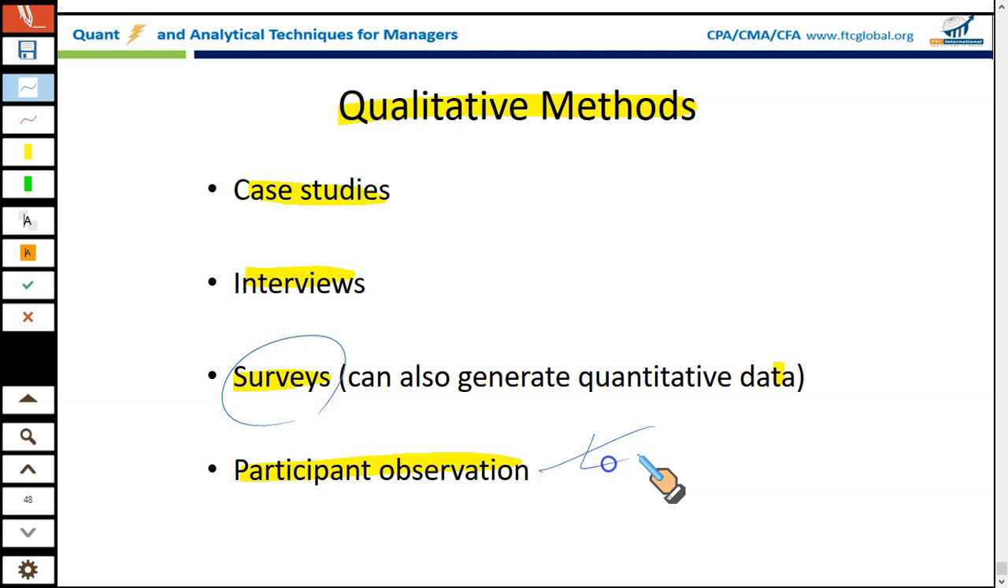Then we have participant observation. You as a researcher, you immerse yourself in a group. You're a part of the group which you want to study. And you just observe behaviors and interactions yourself firsthand. And that's all.